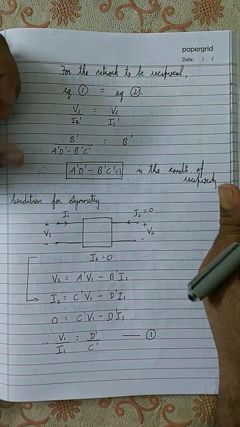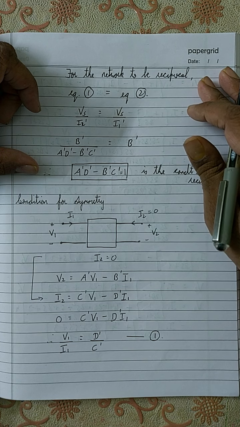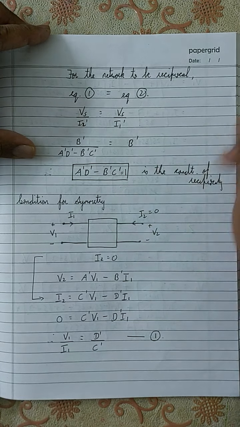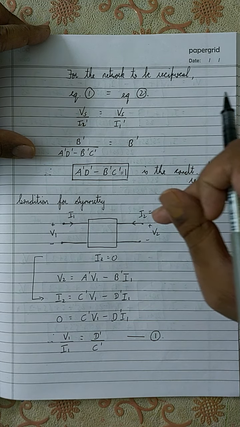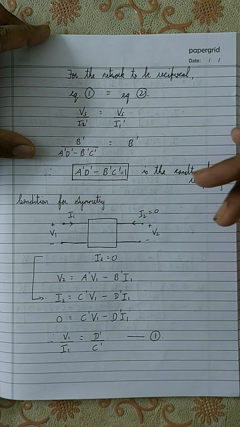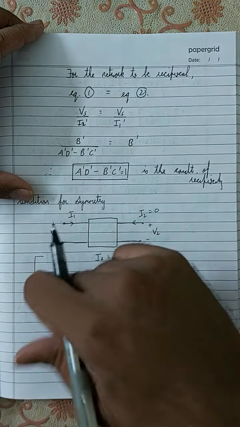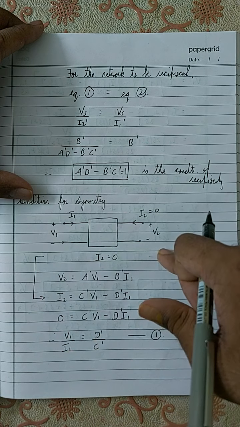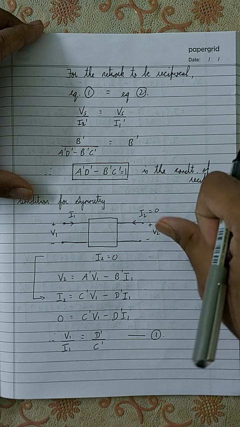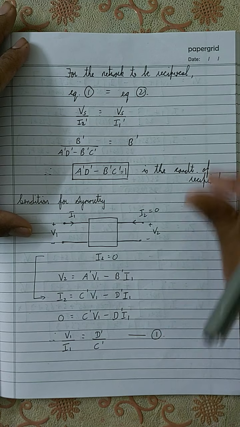Now, what is called symmetry, or when is a network said to be symmetrical in nature? That is, if the voltage to current ratio of one port is equal to the voltage to current ratio of the second port when the other port is kept open. That is, the voltage to current ratio of the first port when the second port is open should be equal to the voltage to current ratio of the second port when the first port is open. That's how we check for the condition of symmetry.